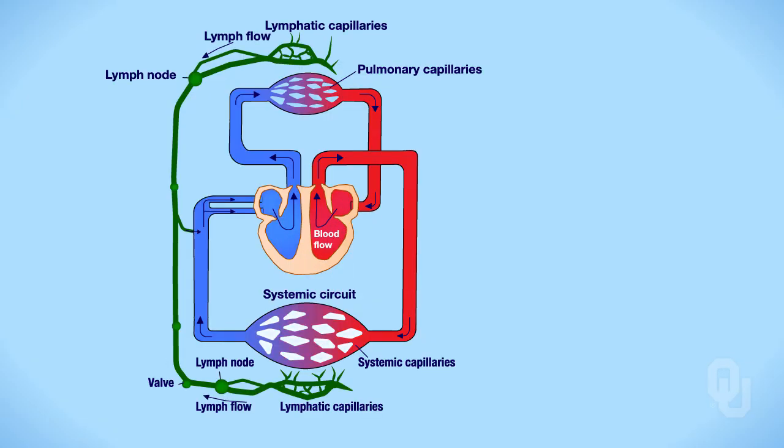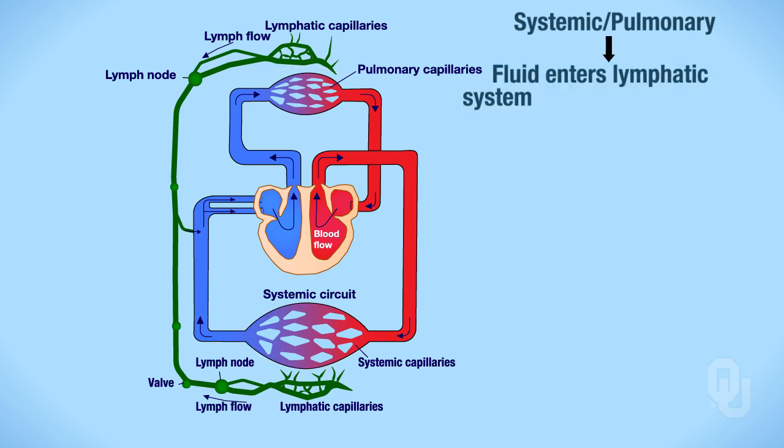Here are the systemic capillaries, and here are the pulmonary capillaries. Fluid can leave both of these capillaries at the same time. So to simplify this, I'm going to write systemic/pulmonary. Okay, the fluid leaves the capillaries and enters into the lymphatic system. Again, this is happening simultaneously from the systemic and pulmonary capillaries.